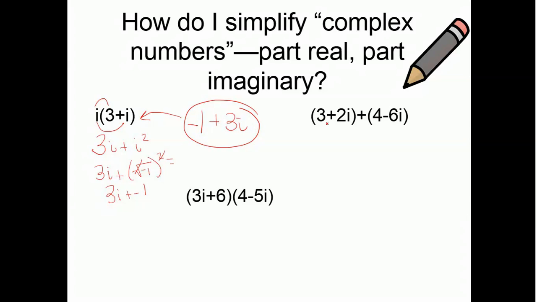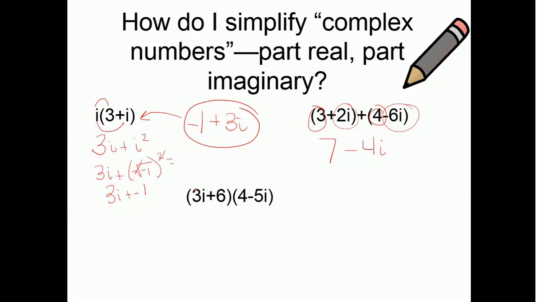Now, this one I have 3 plus 2i plus 4 minus 6i. So basically, we're going to combine like terms. 3 and 4, 3 plus 4, well, that's just 7. 2i and -6i, well, that's -4i. I'm done with that problem. I combined my like terms that are with each other. So the i's went together and the real part went together.